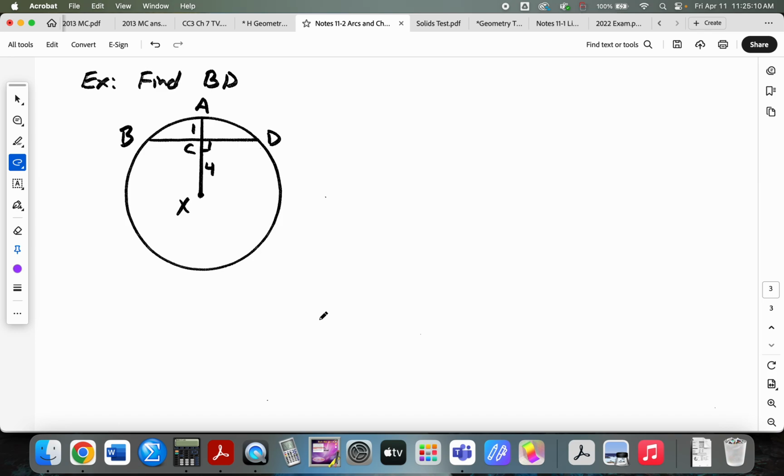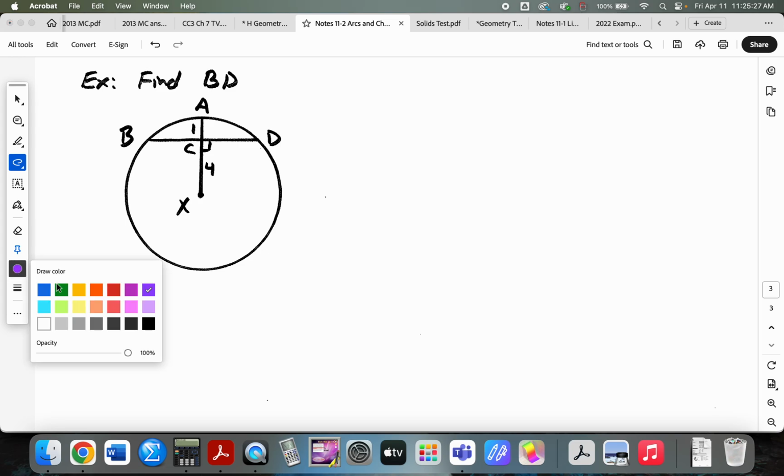Here's an example. They want you to find the length of BD. And they've given you the length of AC is 1 and the length of CX is 4. And it's really easy to get bogged down on this and be like, I have no idea what to do with that.